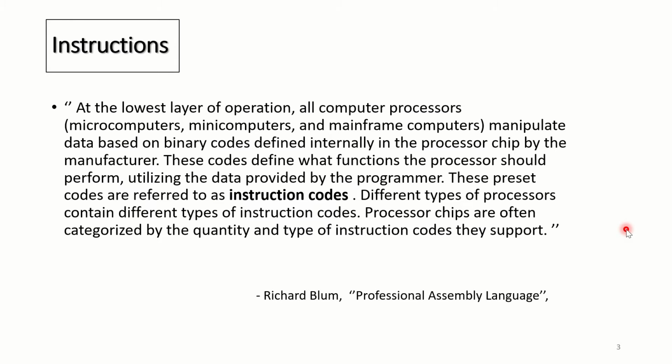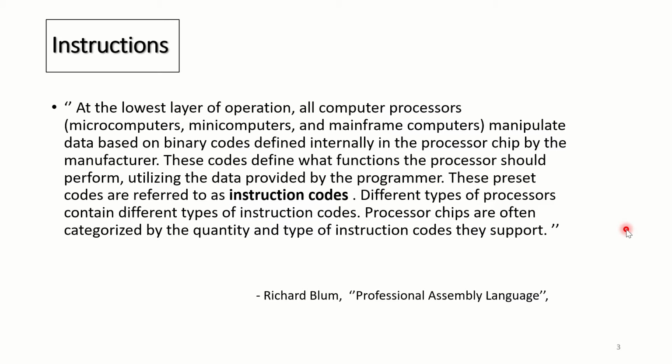In this slide, I've taken the explanation for instructions from the Professional Assembly Language book. At the lowest level of operation, all computer processors like microcomputers, mini-computers, and mainframe computers manipulate data based on binary codes defined internally in the processor chip by the manufacturer. These codes define what functions the processor should perform, utilizing the data provided by the programmer. These preset codes are referred to as instruction codes.